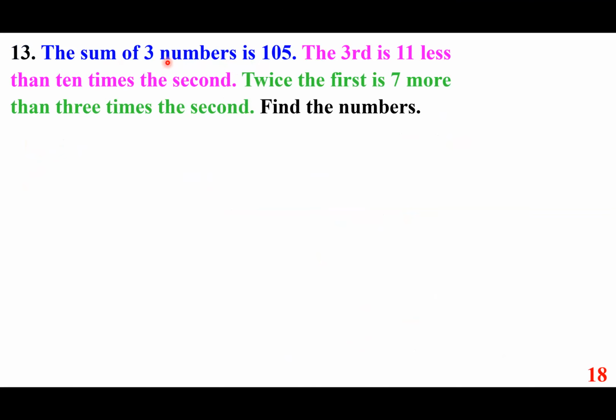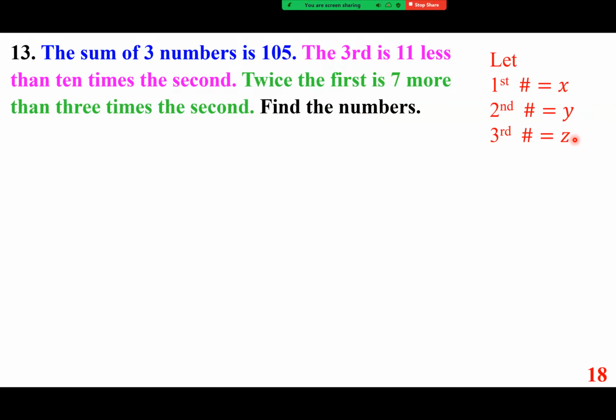The sum of three numbers is 105. The third is 11 less than 10 times the second. Twice the first is 7 more than 3 times the second. We want to find the numbers. So first we want to define the variables. We're going to say X, Y, Z. X is the first, Y is the second, Z is the third.